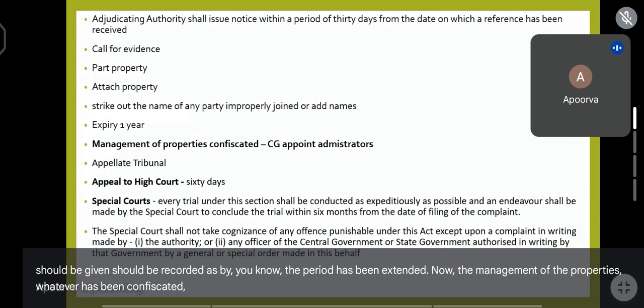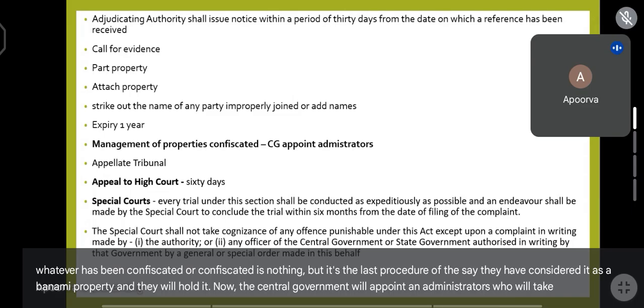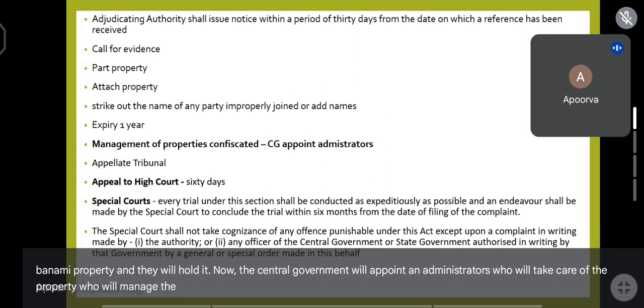Confiscation is the last step of the procedure, where they have considered it a benami property and they will hold it. The central government will appoint administrators who will take care of and manage the property.